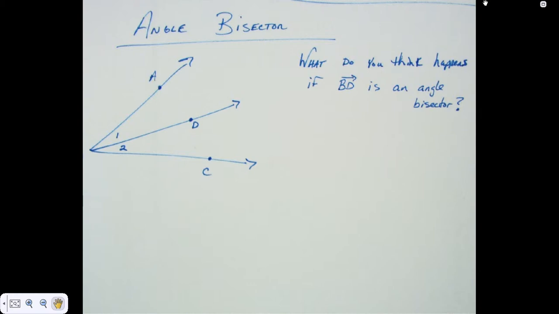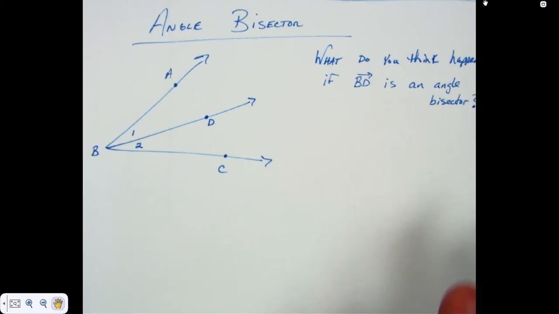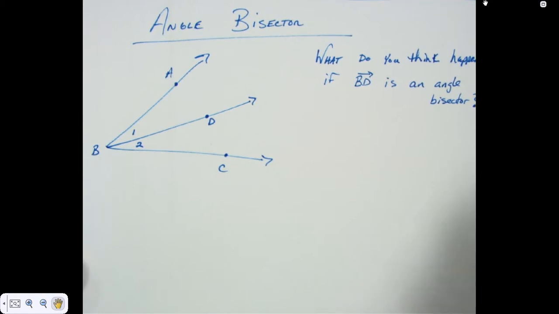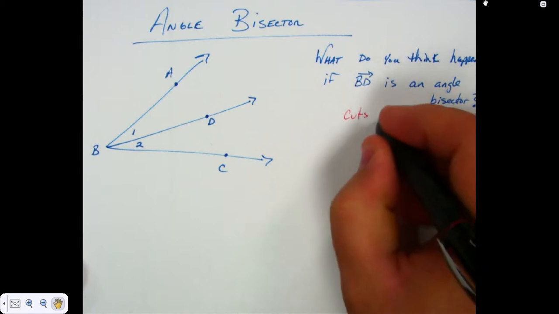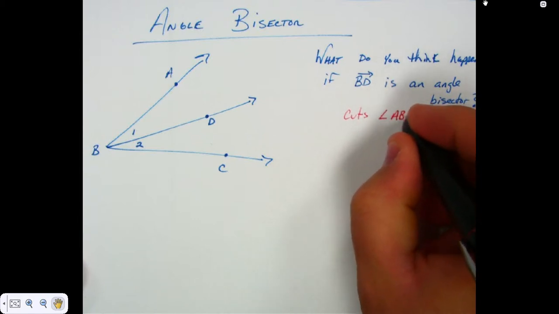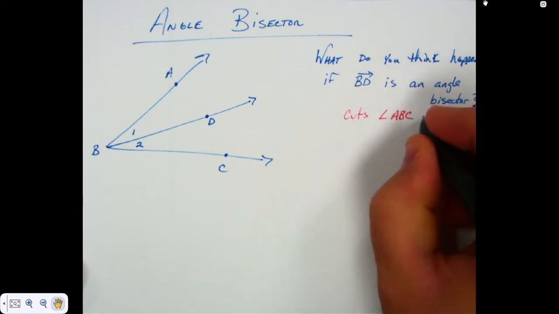All right, now, Aubrey, what did you have as an answer? I said it cuts it in half and it counts as two separate angles. That's true. It does cut it in half. What does it cut in half here? The angle, the big angle. The big angle in half. You guys like that idea? Okay, so you would say it cuts angle ABC in half.